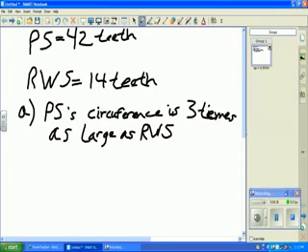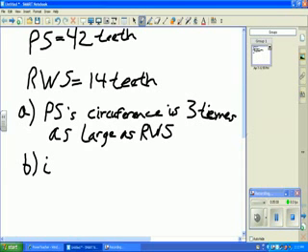Letter B. Suppose the rider is pedaling at an angular velocity of 80 revolutions per minute. What is the angular velocity of the rear sprocket? What's your guess? Is it 1,120? That's a little large. So if the pedal sprocket turns once, how many times should the little sprocket turn? 3 times. So if this one turned 80 times, how many times should the little one turn? 240. Does that make sense? Absolutely.